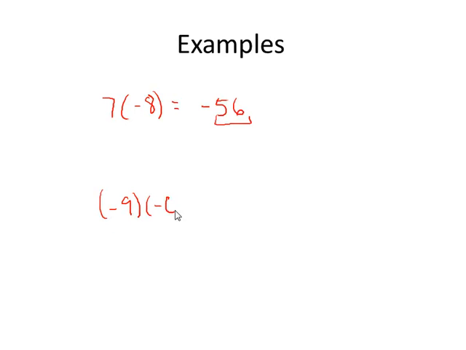-9 times -6. I really like to take care of the sign first. Here I have a negative times a negative. I know my product is going to be positive. Now I just worry about what is 9 times 6, and that's 54. Let's take a look at one more example that has a lot more factors. Maybe something like this. -5 times -2 times 3 times -4 times, let's say 7.